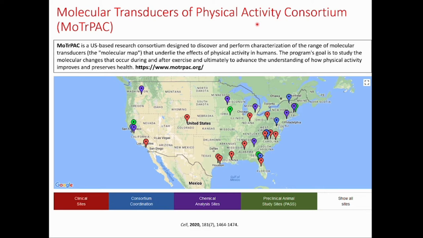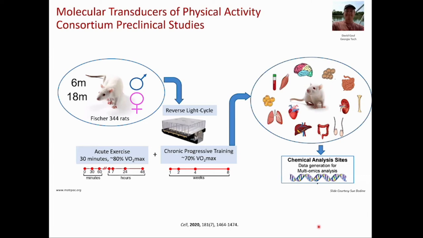So this is a very large consortium. We've been working on this consortium for the last 6 years. We have clinical sites, we have animal sites, and we are one of the chemical analysis sites, located here in Atlanta, Georgia. And just to give you a flavor of what we're doing, we're looking at the effect of exercise in rats, for example, of different ages, different sexes.